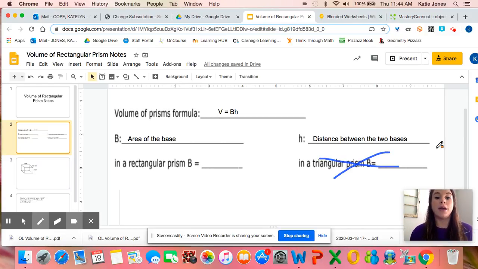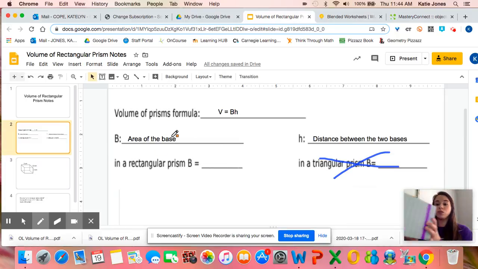Thanks. All right, so the formula we have is volume equals big B times H. Now we've seen area equals base times height, but it was a little b. The reason that this is the big B is because we're not just talking about the side length, we are talking about the actual area of the base.